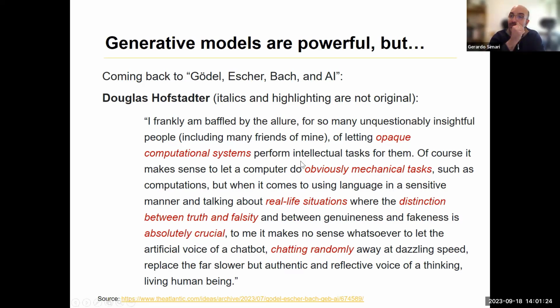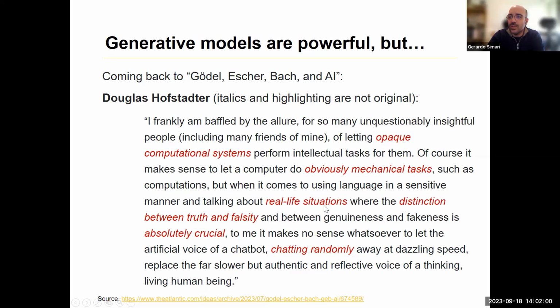Of course, it makes sense to let a computer do obviously mechanical tasks such as computations, but when it comes to using language in a sensitive manner and talking about real life situations where distinction between truth and falsity and between genuineness and fakeness is absolutely crucial, to me it makes no sense whatsoever to let the artificial voice of a chatbot chatting randomly away at dazzling speed replace the far slower but authentic and reflective voice of a thinking, living human being. So I highlighted a few of the terms here.